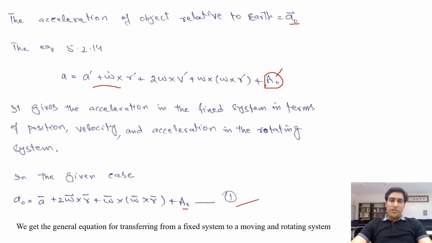As I mentioned, when we add this term a naught, we get the general equation for transferring from the fixed system to the moving and rotating system.